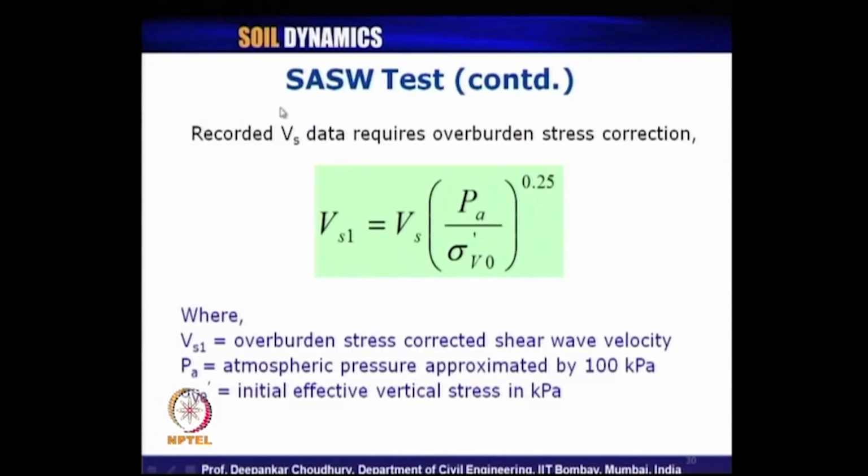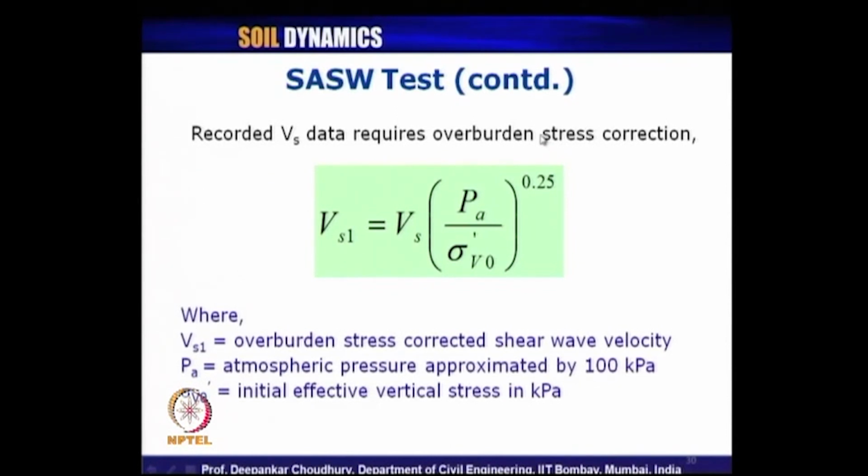Now, after obtaining the value of Vs through this SASW test, we need to do some correction of the raw measured value of the Vs. So, raw data of Vs measured at the site needs some correction. That major correction is known as overburden stress correction. Why is this correction necessary?